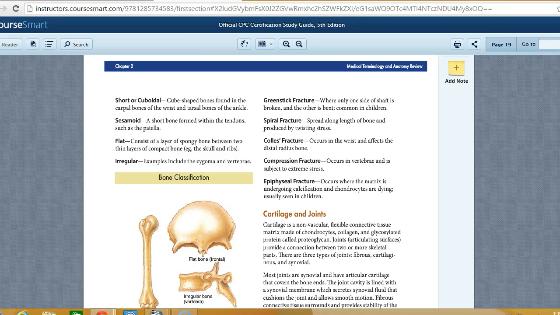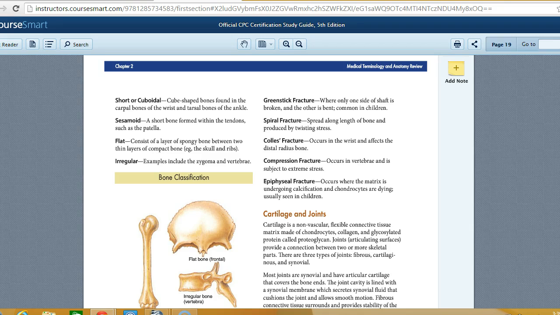So they splinter. Then you have a spiral fracture. Now, a spiral fracture is like a twisting fracture. If you have a big burly man and he grabs a little lady's arm and he twists it, she might get a spiral fracture because it's like a twisting motion, okay? Then you have a Colles fracture, and this occurs at the wrist and affects the distal radial bone. A compression fracture occurs in the vertebrae and is subject to extreme stress.